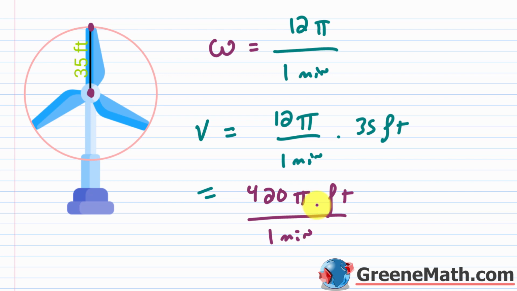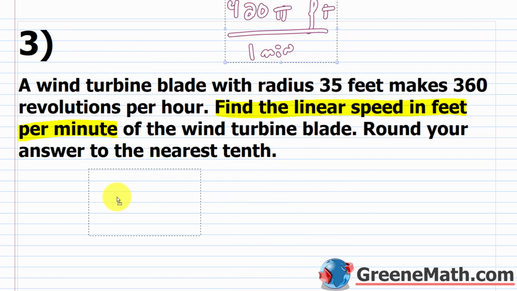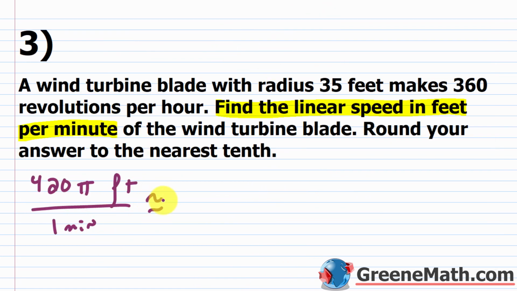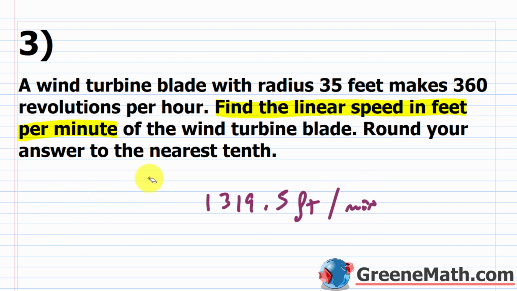Now, we're told to approximate this and round to the nearest tenth. So let me grab this real quick, and I'll paste this up here, and I'll say this is approximately, if I do 420 times pi on my calculator, I get 1,319.468, rounding to the nearest tenth. So I would think about this 6 here, and the 6 falls in the category of 5 or greater. So I'm going to get rid of these and add 1 to the 4, so this becomes a 5 here. So it's 1,319.5 feet per minute. Okay, so that's going to be my answer here, rounded to the nearest tenth.